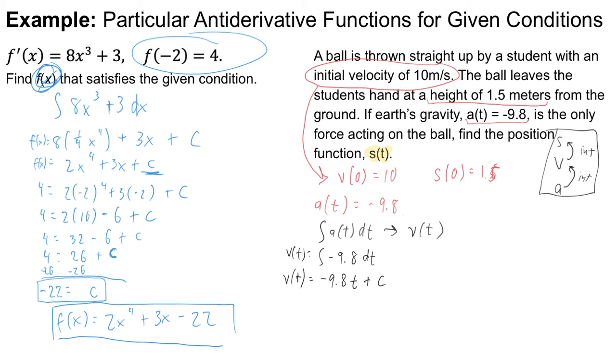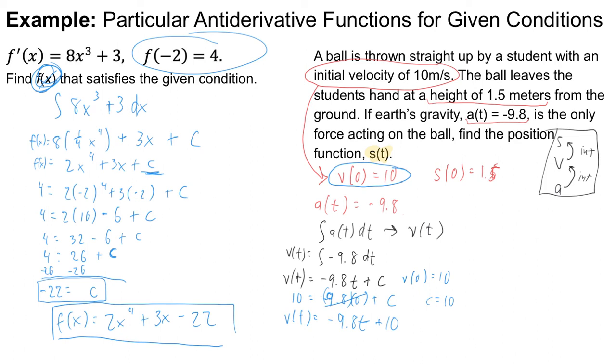All right, so before we integrate again, we need to solve for that c. So we'll use this original velocity condition to solve for that. So I'll use v of 0 is equal to 10. So I know 10 is equal to negative 9.8 times 0 plus c. That goes away, so I know c is equal to 10. So that means the velocity function is now negative 9.8 t plus 10. Awesome.